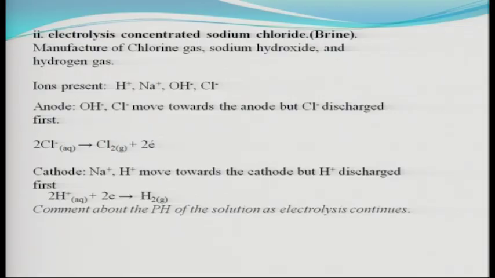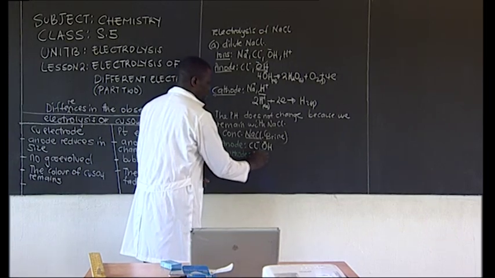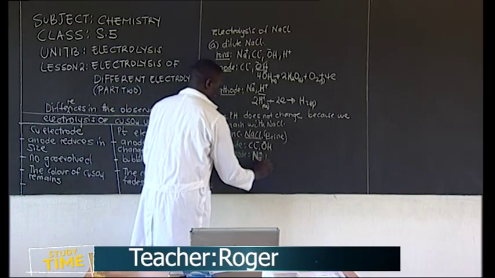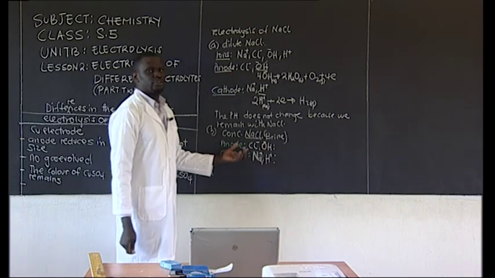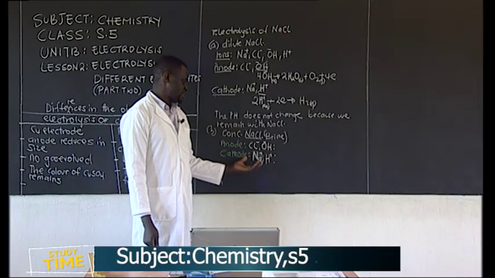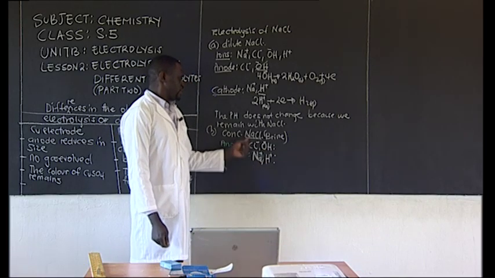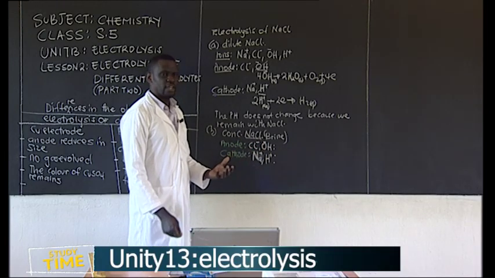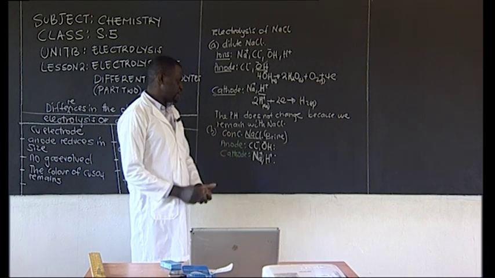I continue. Okay. So at the cathode here, we shall have sodium. We shall also have H plus. So we have competition between the chloride ions and the OH ions. Then competition between the sodium and the hydrogen ion. So this competition this time here, because of the increase in concentration, will be won by the chloride ions. That is if we have our electrodes as the carbon electrodes.